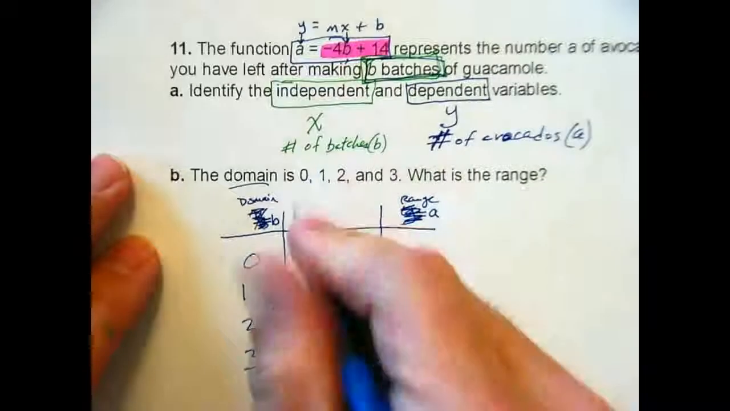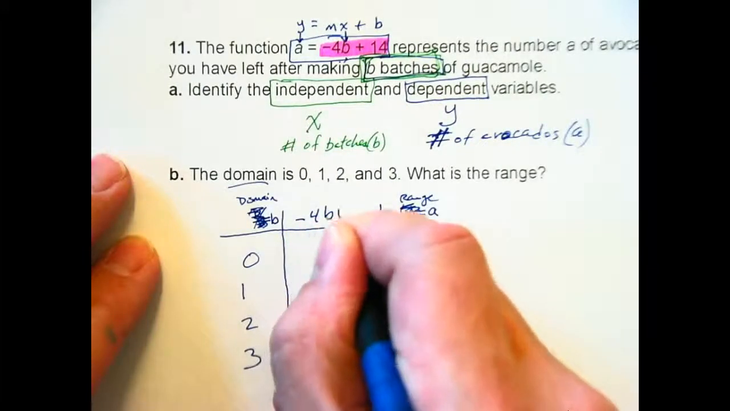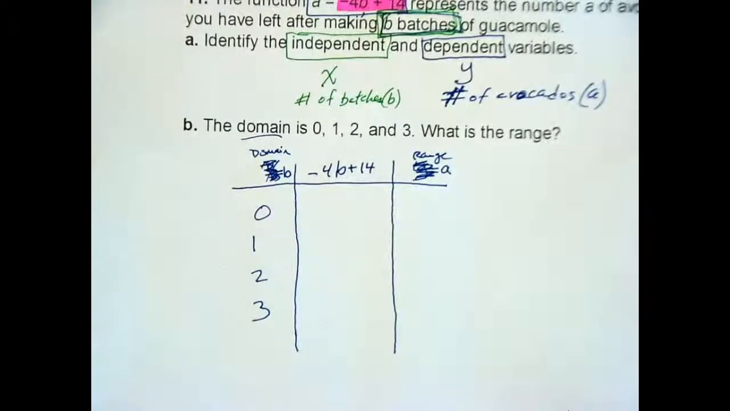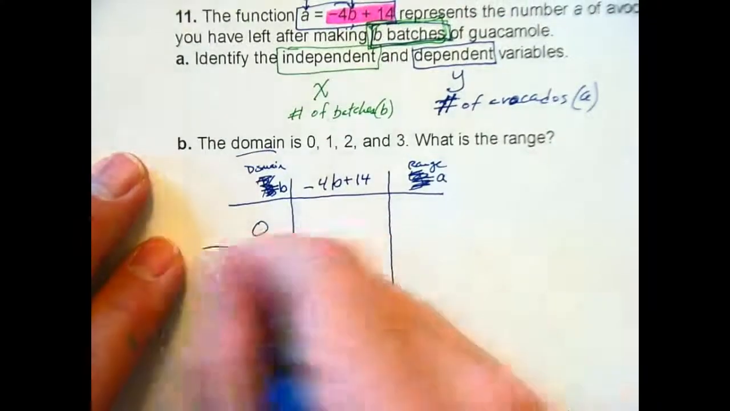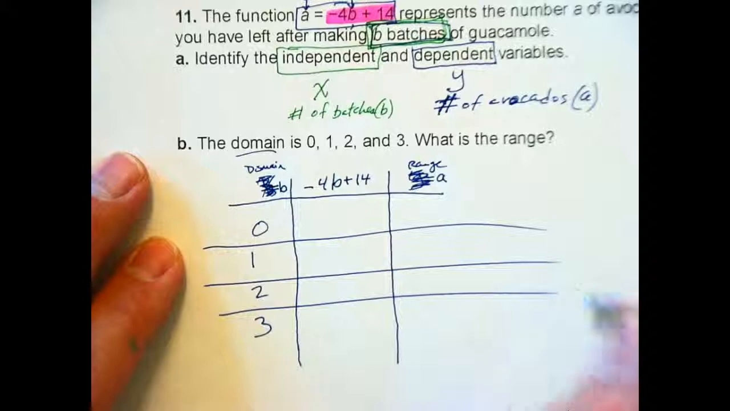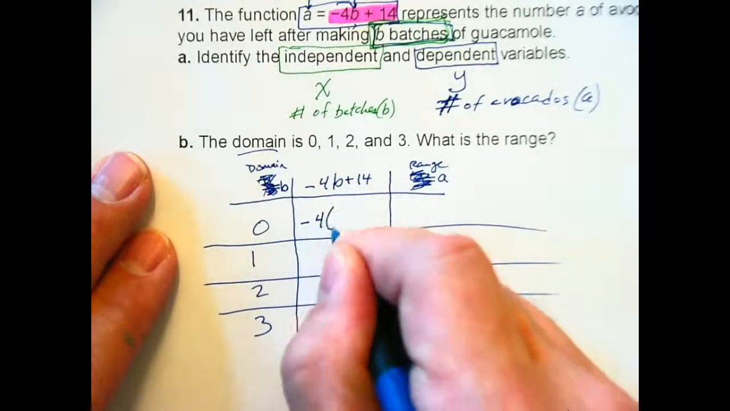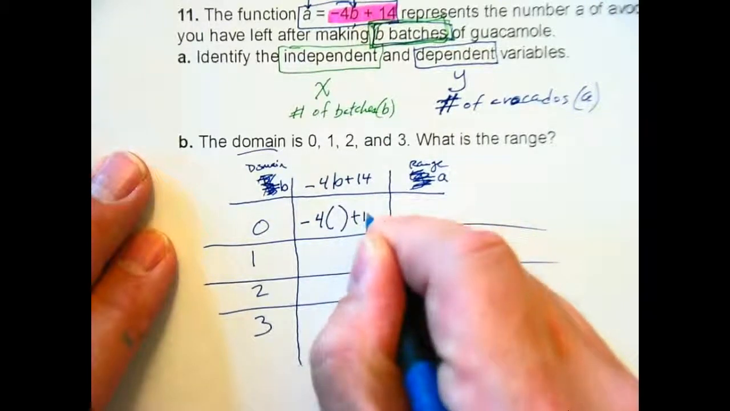You're going to go ahead and put negative 4B plus 14. And then we're going to substitute some values. You have, just so you know, you have a keyhole right here. That key is your input.